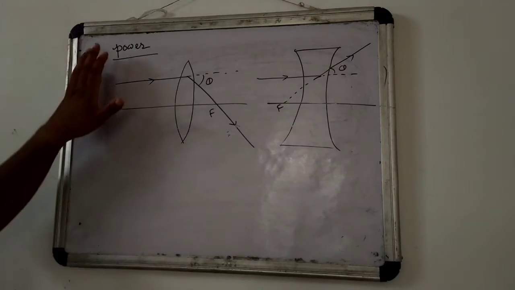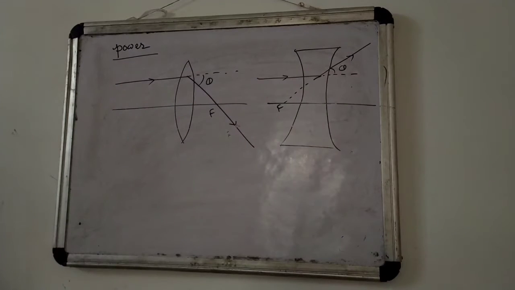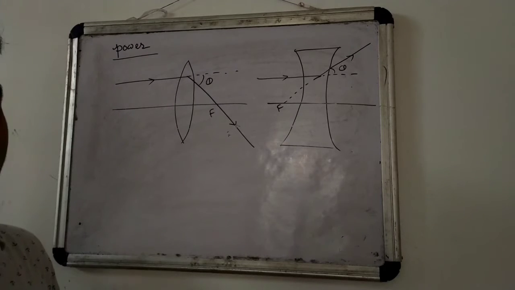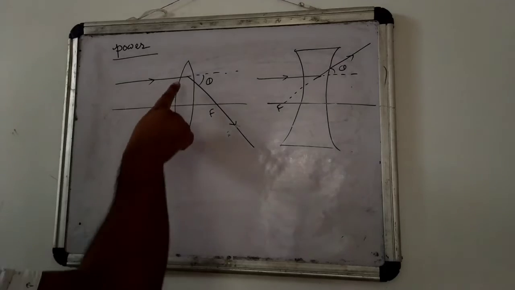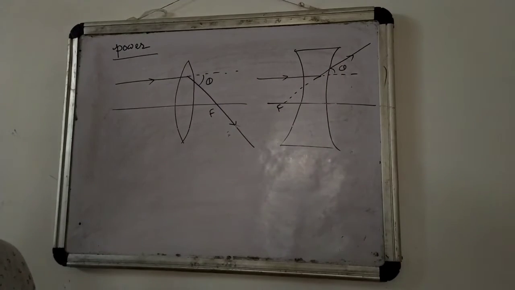So how is power related to this angle? Power of a lens is the ability of a lens, by how much angle it converges or diverges an incident ray. So that is called power. That means it is the ability of the lens to change the direction of the incident ray. Now, this power is related to the focal length of a lens. How?